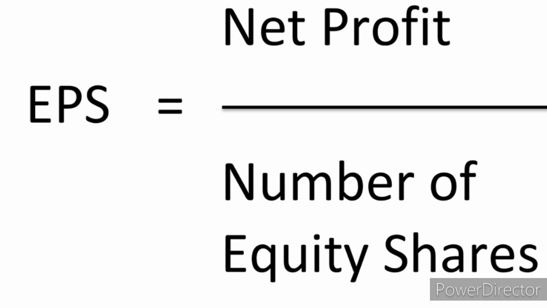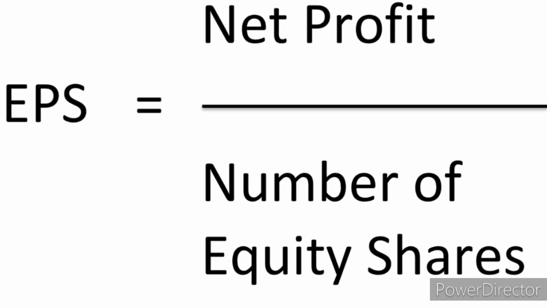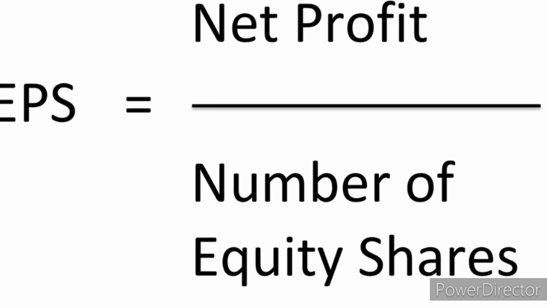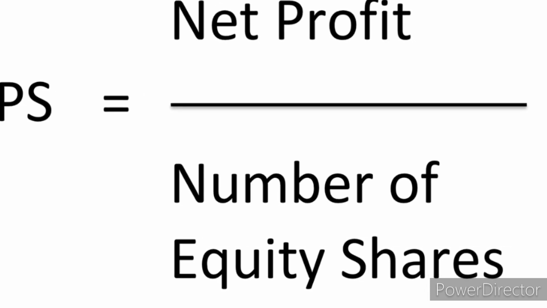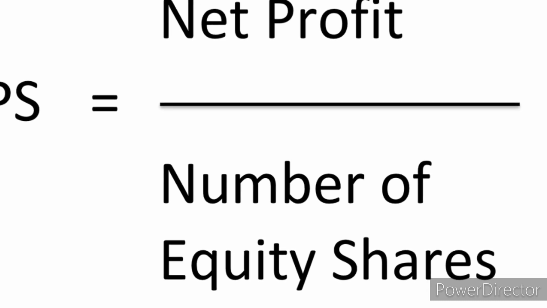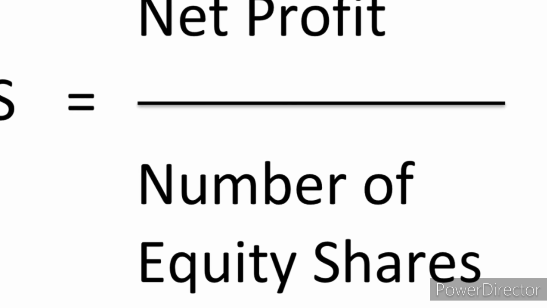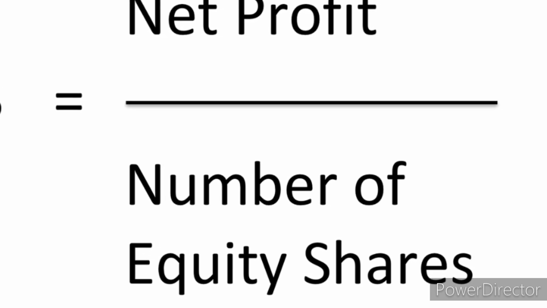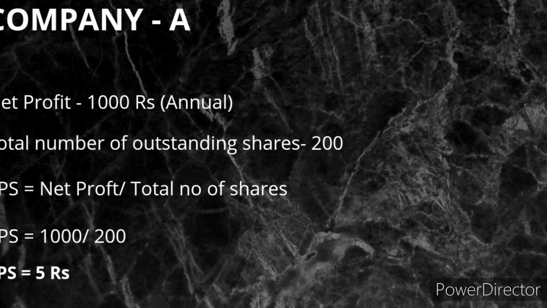Let's start with the first ratio, that is earning per share. If you go with the formula, earning per share is nothing but the net profit of a company divided by the total number of shares that has been issued by the company. The net profit, you will get from the annual report or from the quarterly report of a company, and the total number of outstanding shares, or the number of shares that has been issued by the company, you will get this data from the balance sheet.